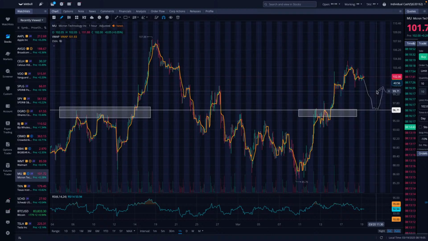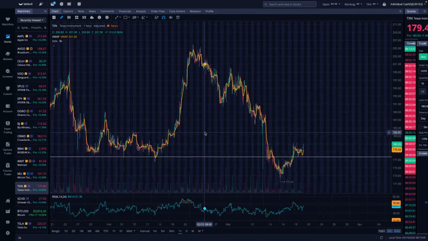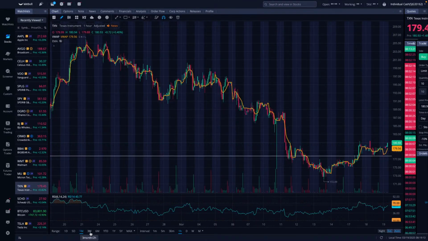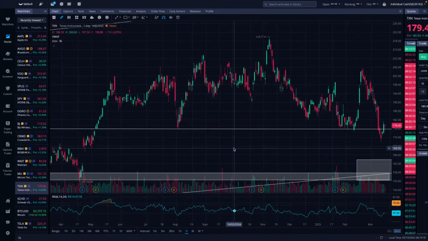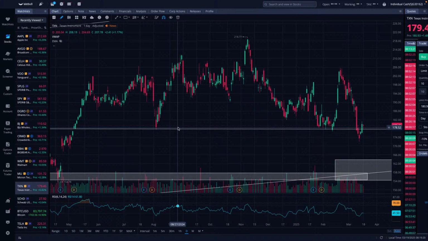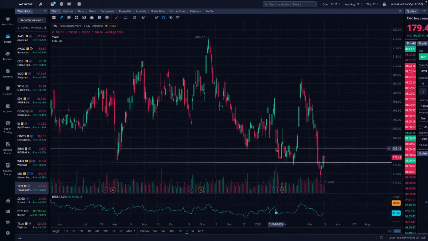All right. Next stock, let's review. Let's go over Texas Instruments. This stock hit a low of 172. And then just looking at it on the 6-month chart, the 1-year chart, this is the support level around 178. It's got to hold this level. You have multiple touches. Right here was a big one. Right here was a big one.